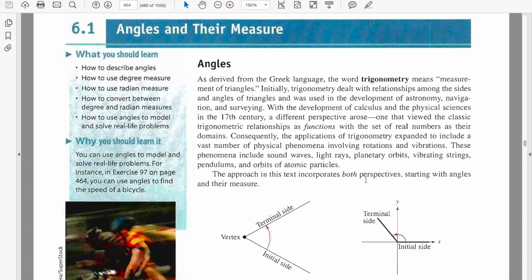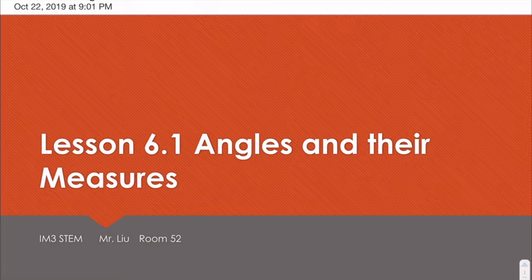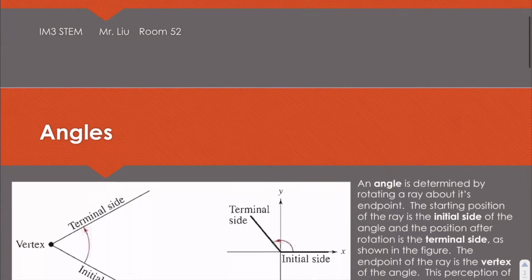Consequently, the applications of trigonometry expanded to include a vast number of physical phenomena involving rotations and vibrations. These phenomena include sound waves, light rays, planetary orbits, vibrating strings, pendulums, and orbits of atomic particles. The approach in this text incorporates both perspectives, starting with angles and their measure. So here we are with lesson 6.1, angles and their measures.